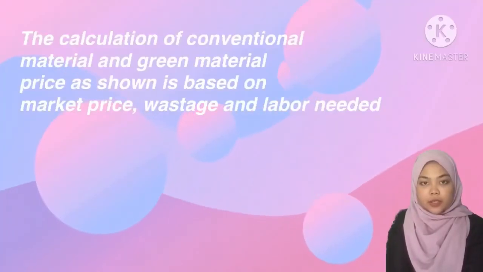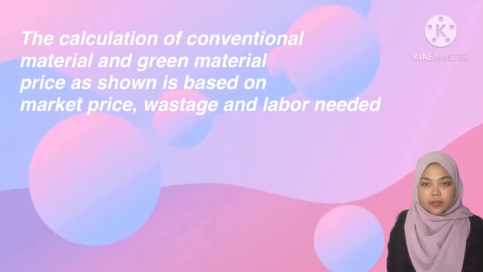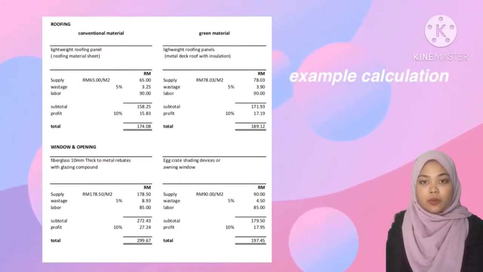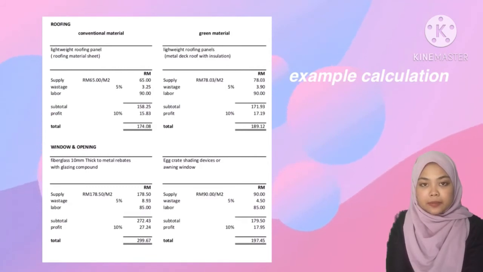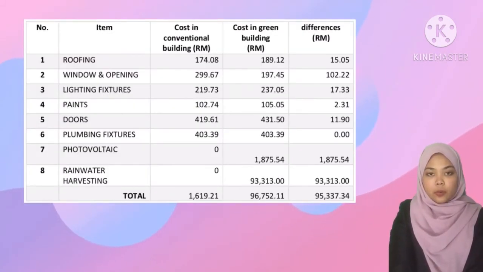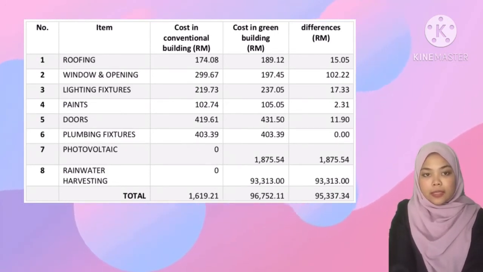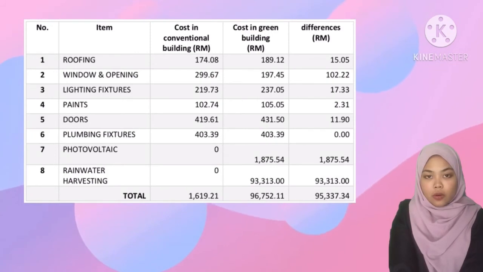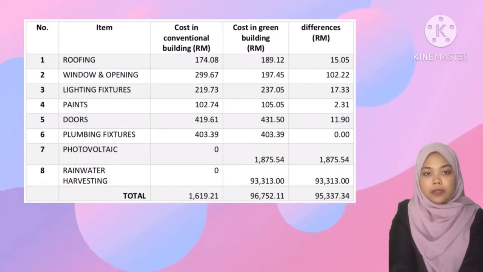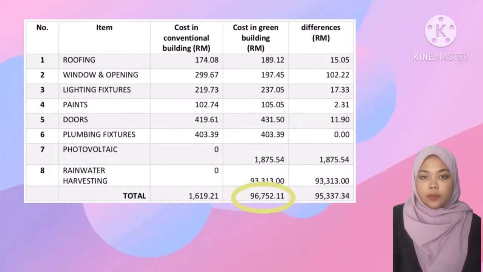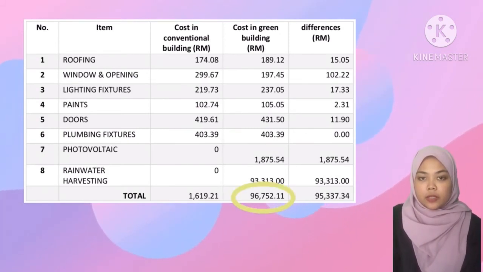The calculation of conventional material and green material price as shown is based on market price, wastage and labor needed. The table shows a comparison of each item, which is roofing, window and opening, lighting, plumbing features, door, paint, PV panel, and rainwater harvesting system. The cost in green building is higher than conventional building.